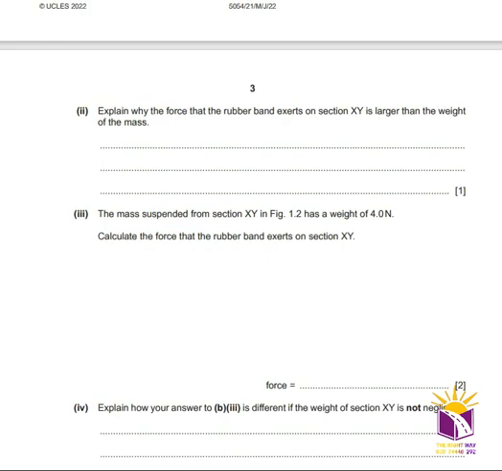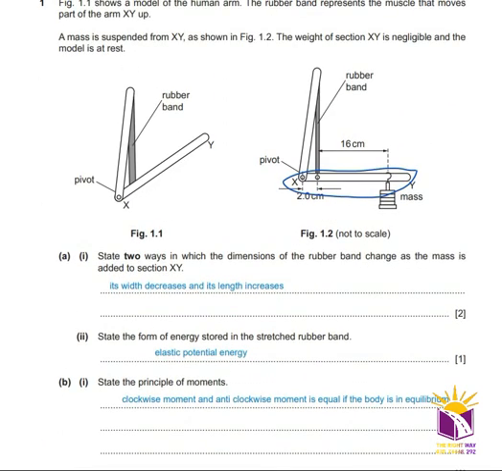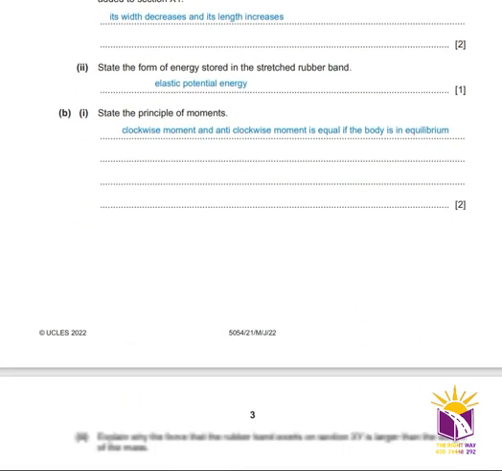Question number 2. Explain why the force that the rubber band exerts on section XY is larger than the weight. Okay, let's see why this force is larger. From here, we can see that the perpendicular distance of the mass from the pivot point is 18 centimeter and the rubber band from the pivot point is only 2 centimeter. So if the moment arm is less, the force should be high. So the clockwise moment will be equal to the anti-clockwise moment.